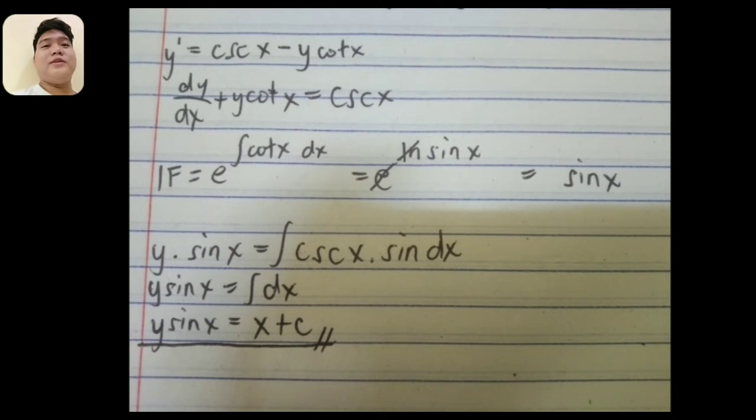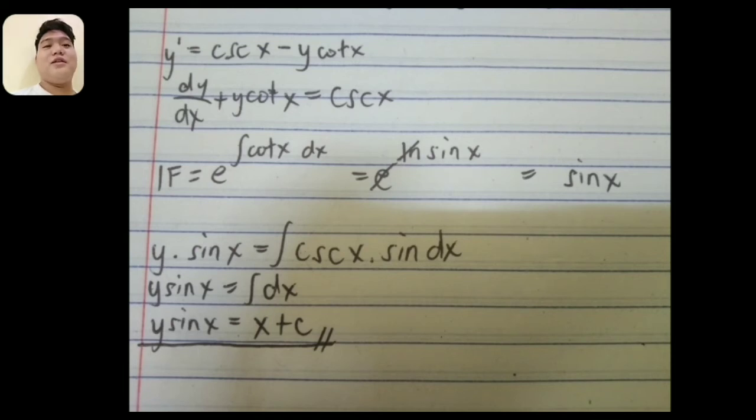So we have two examples. The first one is y prime equals cosecant x minus y cotangent x. So we will convert it to standard form. So dy over dx plus y cotangent x, where cotangent x is the p of x, equals cosecant x, which is our q of x. So that is now the standard form.